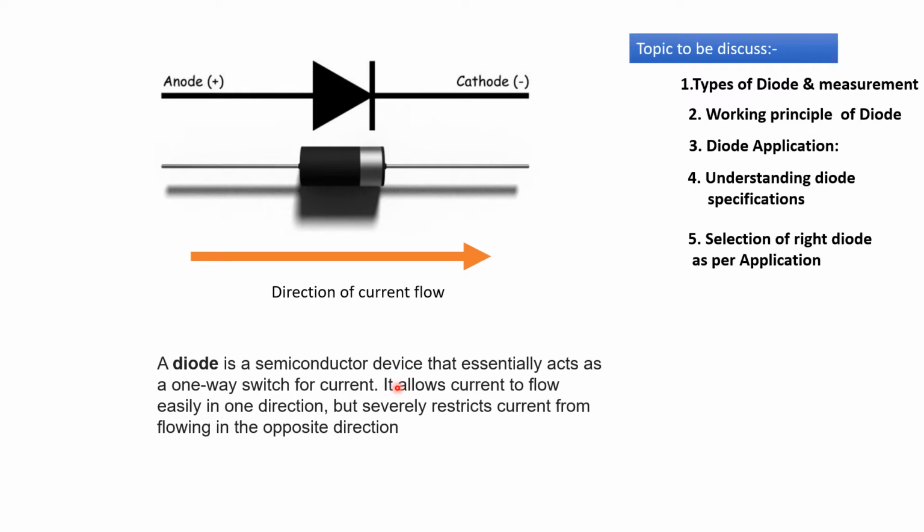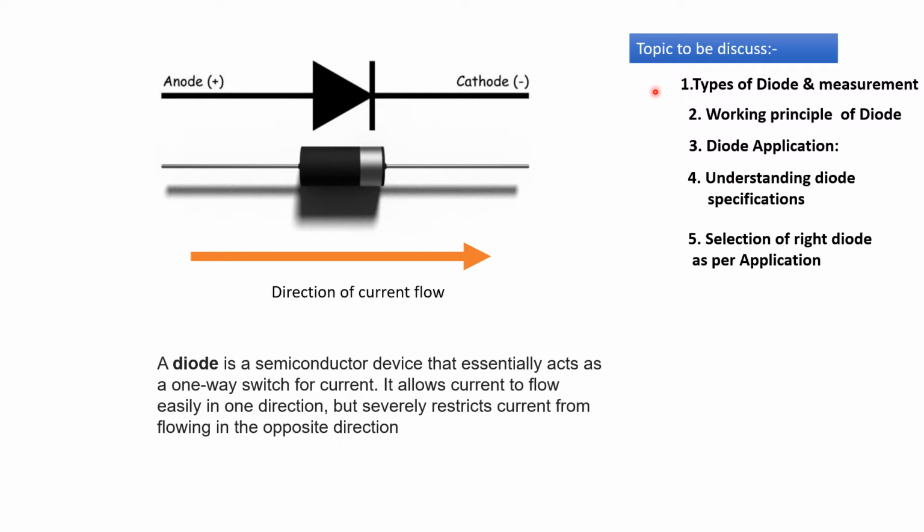It means current will not flow in the other direction, but practically that is not possible. So some amount of current will pass from cathode to anode. It allows current to flow easily in one direction, but severely restricts current from flowing in the opposite direction.